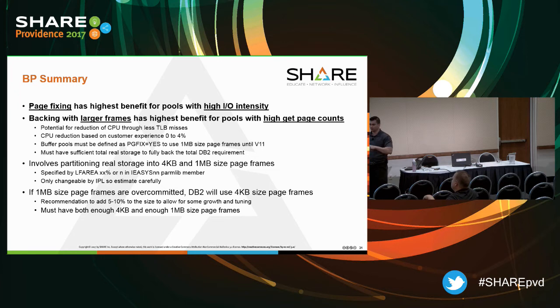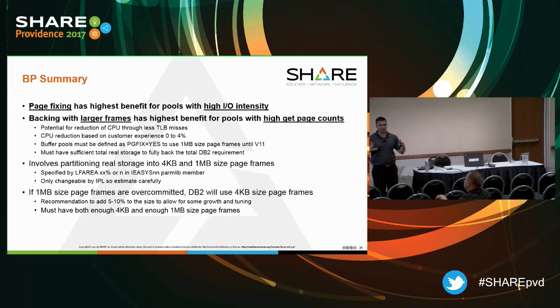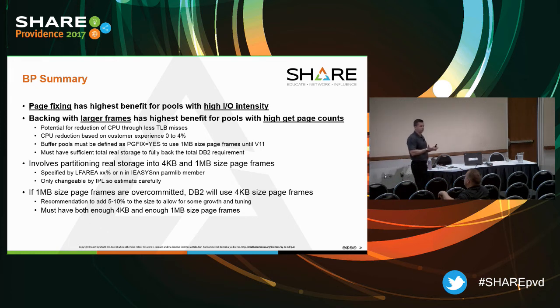In summary of the buffer pool, you page fix. If you can't page fix everything and back it all with LF area, and you have to do it incrementally, then you page fix buffer pools with high I/O. And when I say I/O, I mean read and write and prefetch, all of them. So whichever one has the highest I/O rate, that's the one I page fix first. If I want to back it with 1 meg frames or 2 gig frames, I do that based on getpages, the frequency of reference. But with page fixing, you get the most bang for the buck for the I/O.